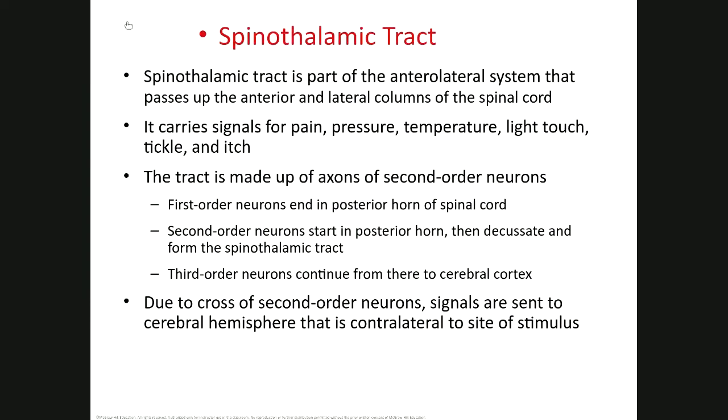All right, we're back. We had a little bit of a glitch there. Okay, so let's go with the spinothalamic.